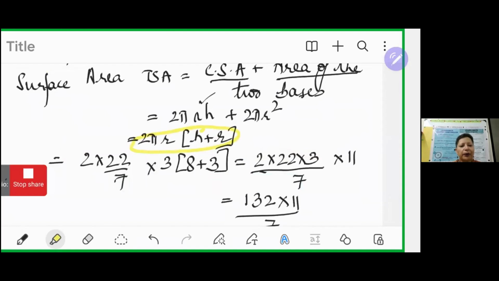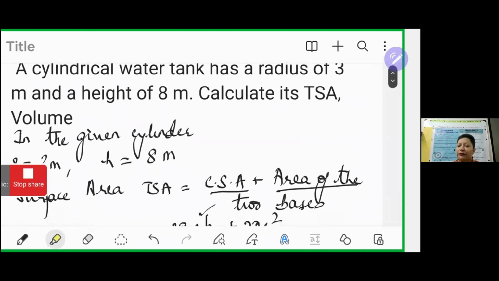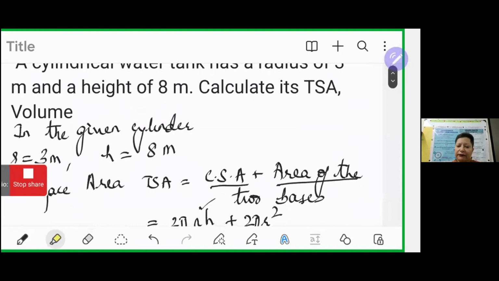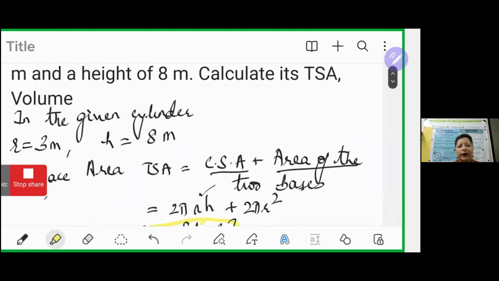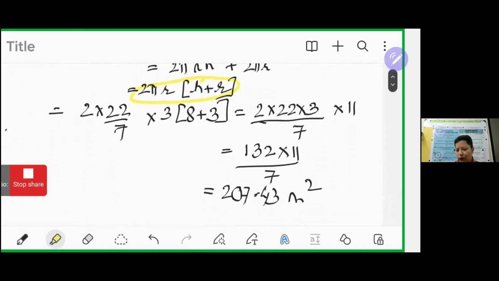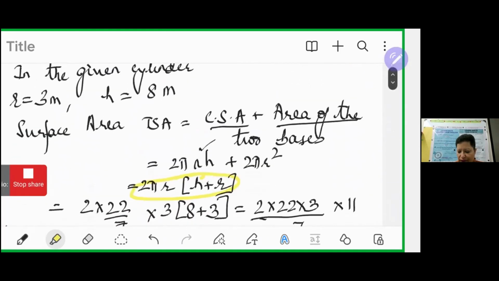You know your pi to be 22 by 7. R has been given to you as 3 and the height has been given to you as 8. Whenever you are doing a sum, please be sure that you write down what is given to you right in the beginning and what you need to find out. Having worked that out, I'm not going to do the calculation for you. You will get it to be 207.43. Why meter square? Because the units of my height and my radius were given in meters. Is that okay? So that was my TSA.